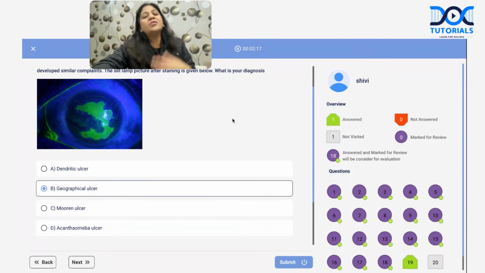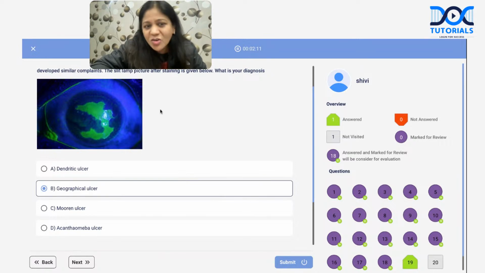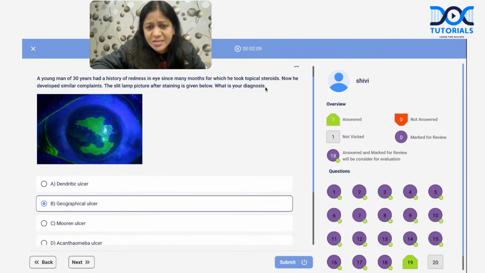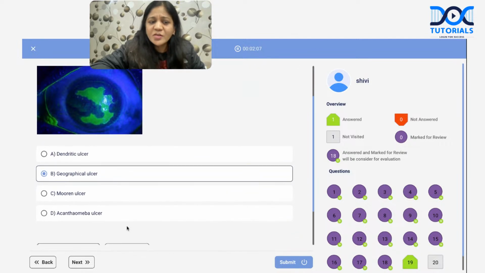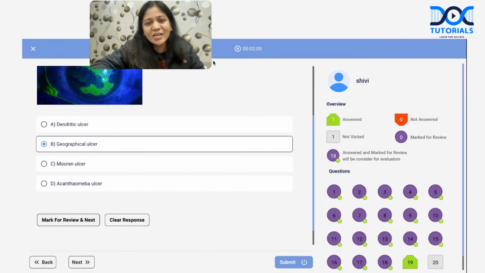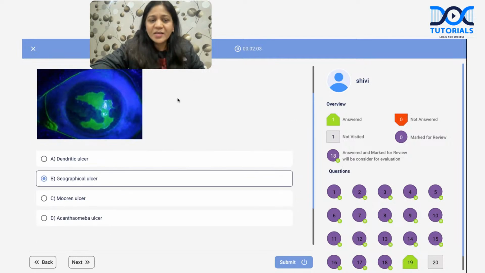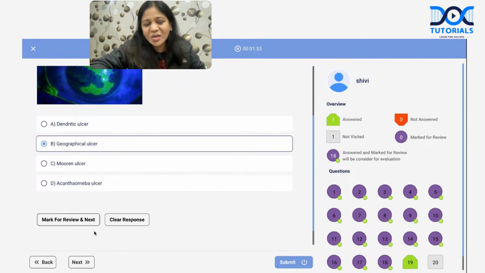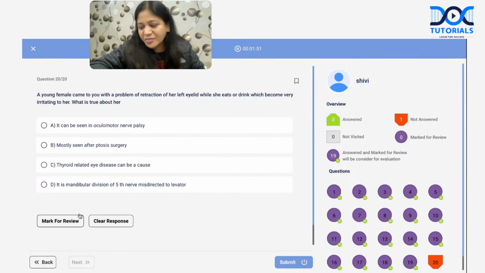Acanthamoeba ulcer, they might have given you some history of bathing in dirty water or contact lens misuse. And dendritic, this is not how a dendritic ulcer looks, isn't it? We have knobs there. So the answer is very quickly geographical ulcer. But I will say that whenever I have such picture questions, I'll quickly go through the options and then I read the question. I don't jump onto the options without reading the question. Okay, this is what we have to do.